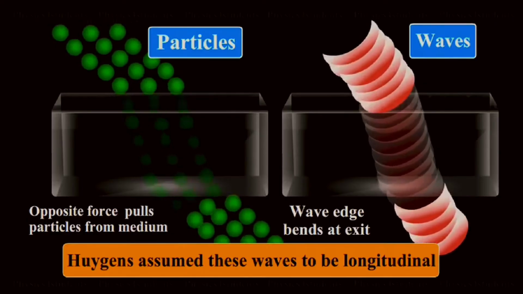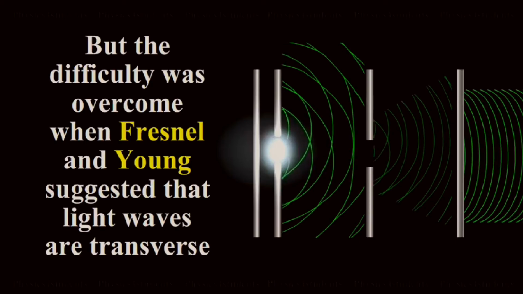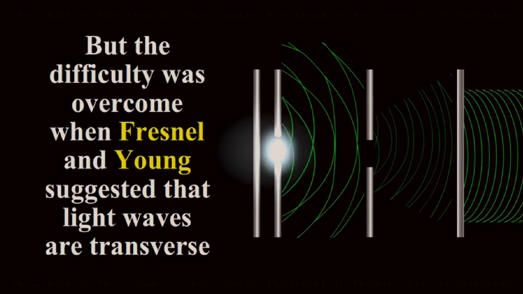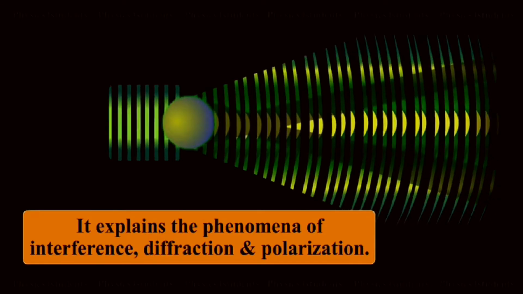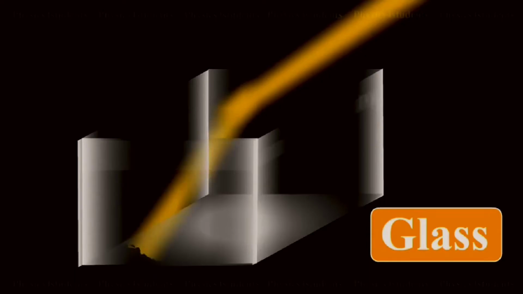Initially, rectilinear propagation of light could not be explained. But the difficulty was overcome when Fresnel and Young suggested that light waves are transverse. The wave theory could satisfactorily explain all the basic properties which were earlier proved by corpuscular theory, and in addition, it explains the phenomena of interference, diffraction, and polarization. According to Huygens, the velocity of light in a denser medium is less than that in a rarer medium. This is in accordance with the experimental result of Foucault.